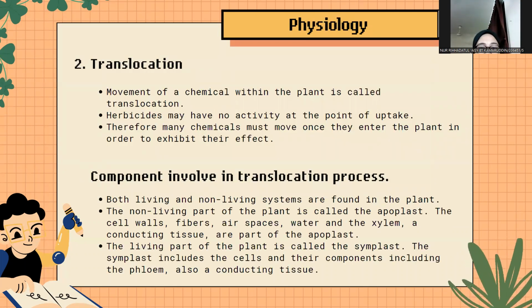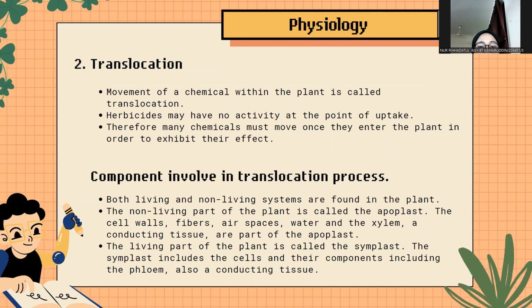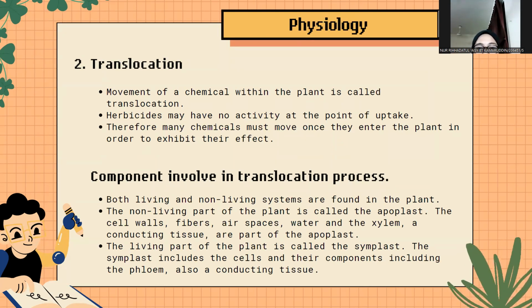Okay, next is translocation. Movement of a chemical within the plant is called translocation. Herbicides may have no activity at the point of uptake but may be very potent inhibitors in other parts of the plant. Therefore, many chemicals must move once they enter the plant in order to exhibit their effect.